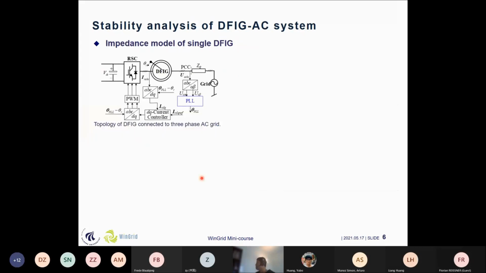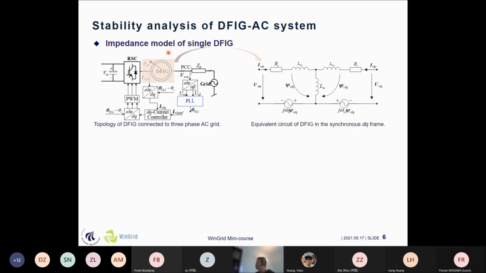And here I'm going to show the very basic DFIG connected to the grid connection. This is the topology, and this is a DFIG, the stator side and the rotor side, and the rotor side is connected to a rotor side converter, and this is connected to a DC link capacitor, and then there is a grid side converter here. But the grid side converter has been widely researched in other research. So in this presentation, I'm only going to mainly focus on the RSC side of the DFIG. And in this part, I'm going to introduce how to model this kind of system.